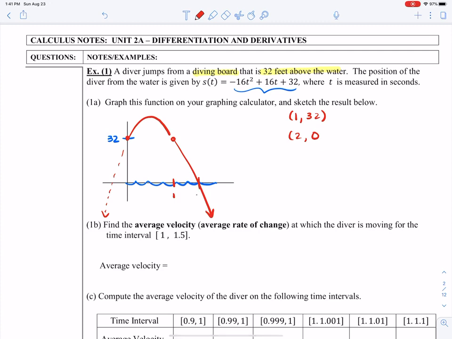So here is 2 at 0. I could plug in a half and I get 36. So right here, this is the point (1/2, 36). And I could also plug in 1.5 and get 20, just to have an idea of what's happening here to construct my graph. So basically he leaps up, he's going to kind of pike and come back down and hit the water, okay?